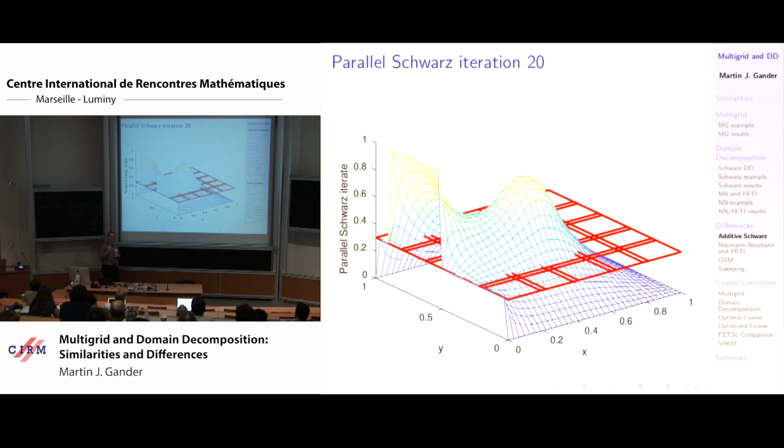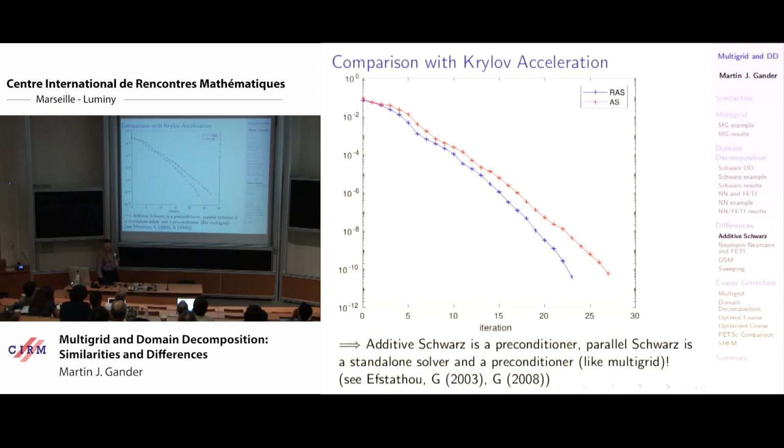But it's very important, Additive Schwarz was never advertised to be used like this. It was advertised to be used as a preconditioner. But I think it's important to know. What happens if you use Krylov acceleration?